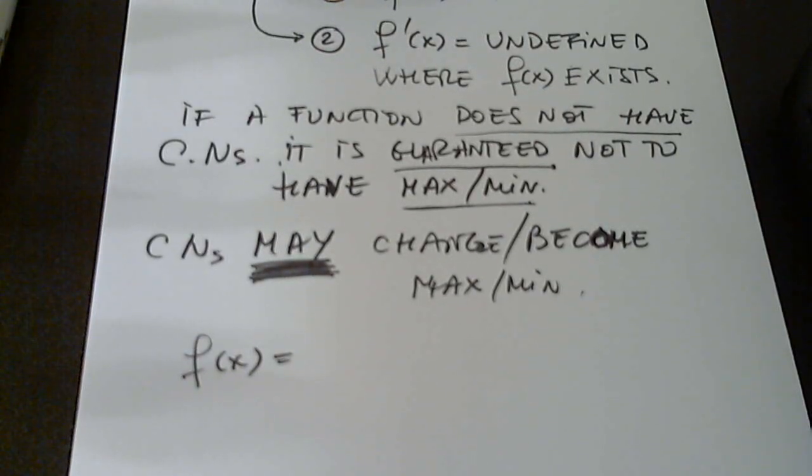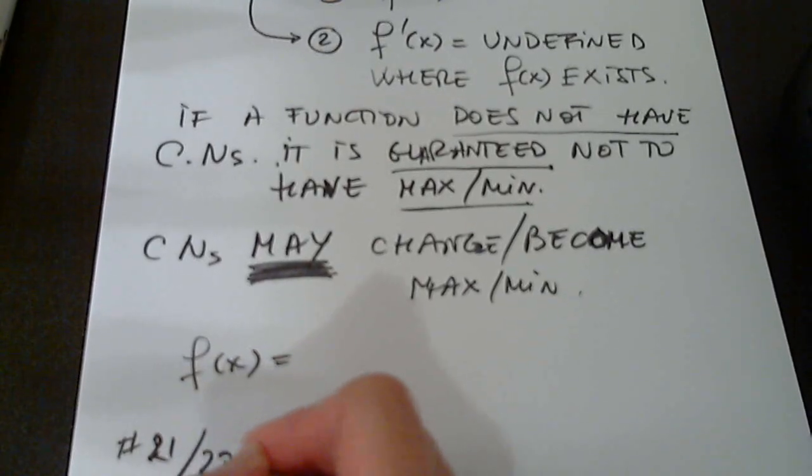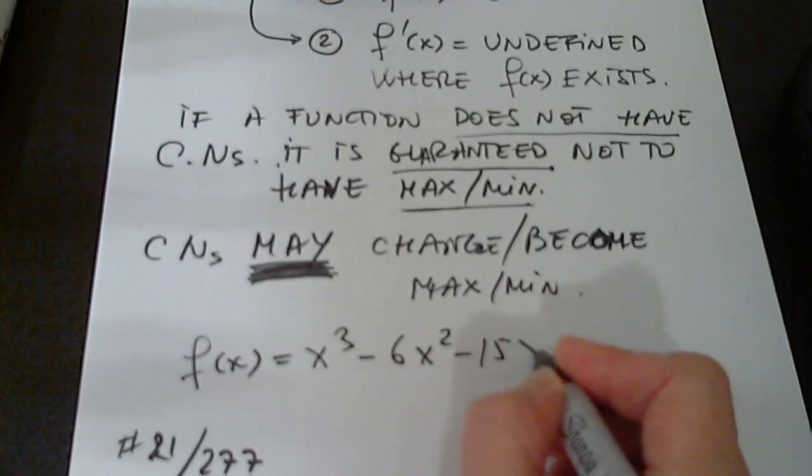So we don't talk about anything yet, just critical values or critical numbers. So either 276 or 277. So let's choose a function from 19 to 32 and look for critical numbers if the function has any. If you do not choose, I will. Do 21. Perfect. 21 on page 277. And that is x cubed minus 6x squared minus 15x plus 1.